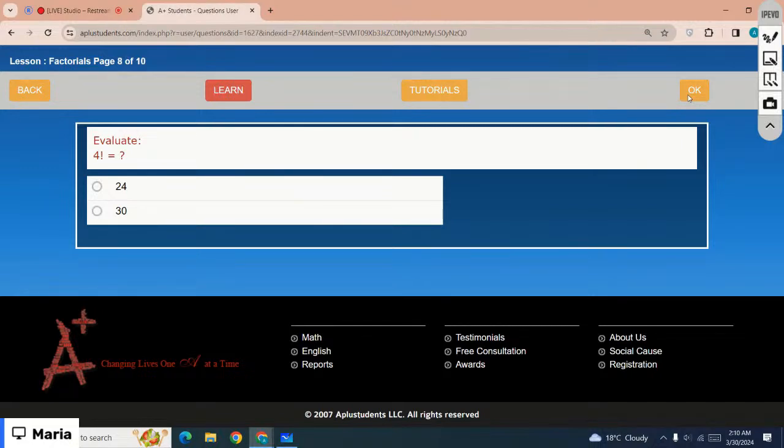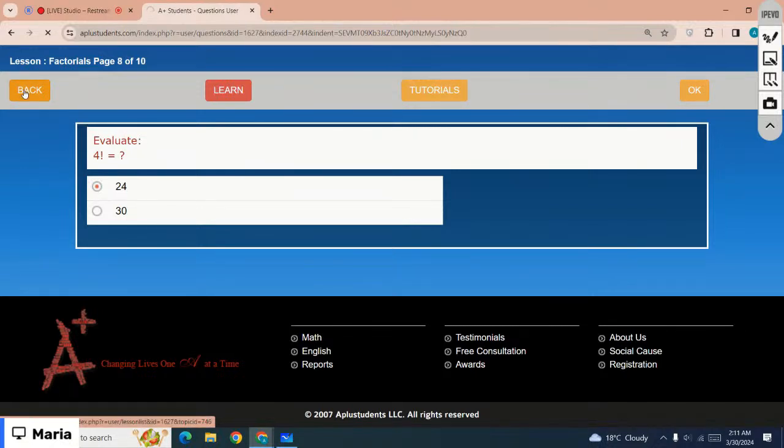The next one is 4 factorial. So which is the correct option? The correct option is, yes, that's option number 1, 24 it is. Okay, you can complete the lesson by yourself later today.